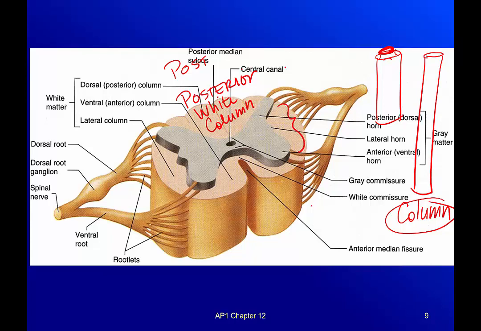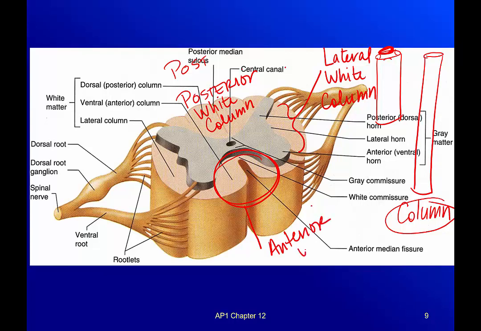What about the sides? What do we call that? Well, it's lateral. What color is it? White. What's its shape? Column. Look at this one. Where is it located? It's located in the front. So this is the anterior. White. Column.